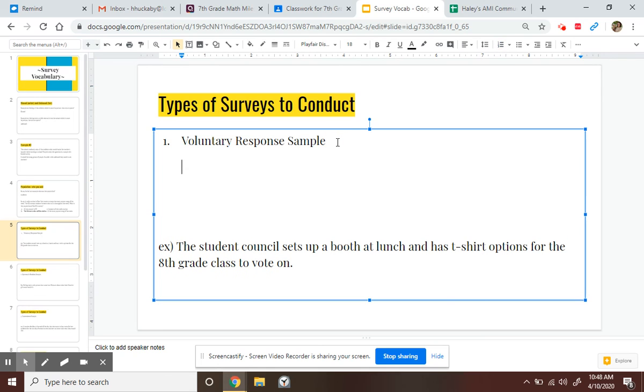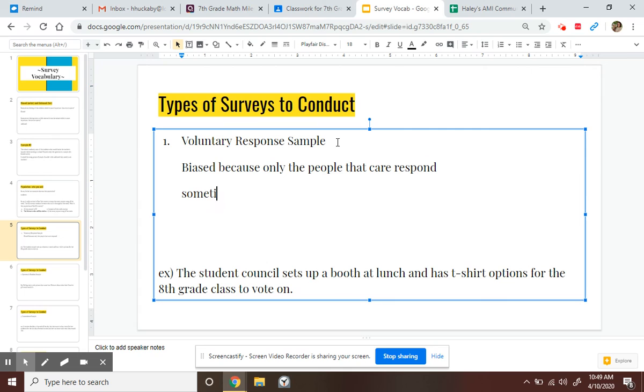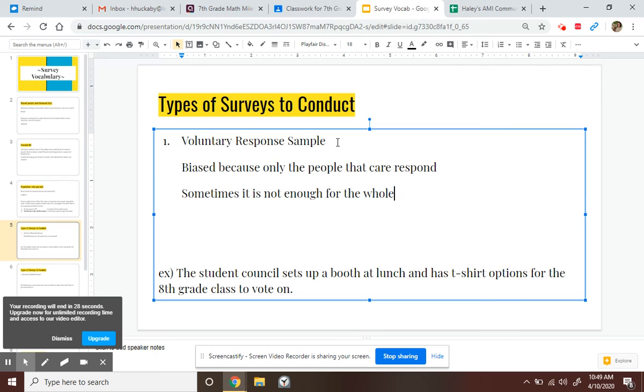Things about voluntary samples that are different. Sometimes you can get biased because only the people that care respond. And sometimes it is not enough for the whole population. So, if I want to figure out, okay, I have 120 students and only 10 volunteered, that's probably not going to represent what everyone really wants. So those are the problems with the voluntary response ones.